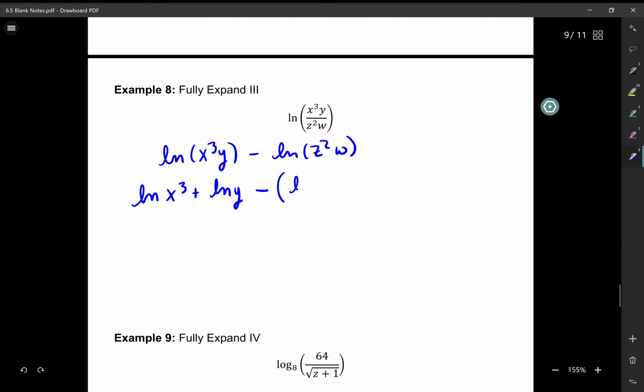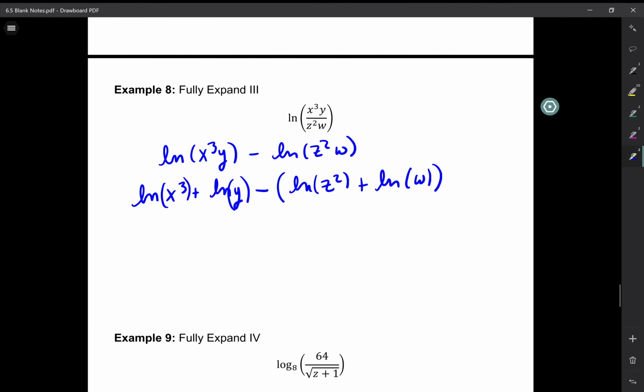This is the natural log of z squared plus the natural log of w. But remember that minus sign applies to all parts of that expansion. So we're subtracting the natural log of z squared, and we're also subtracting the natural log of w. If you look, they were both in the denominator and should be subtracted in the final version.